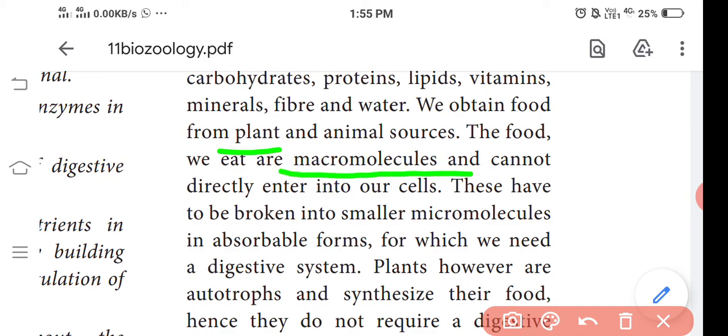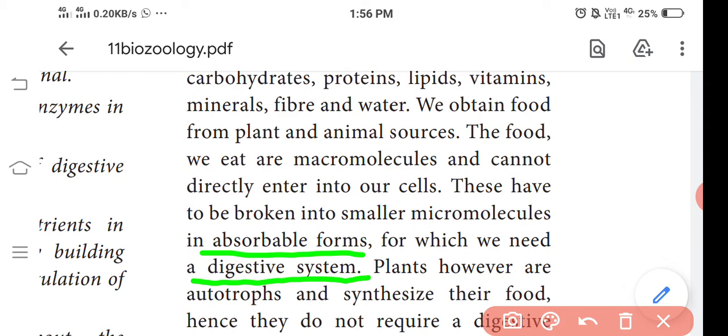The food which we eat consists of macromolecules, which do not directly enter the cell. They have to be broken into micromolecules. As you know, macromolecules are converted into micromolecules. The name itself indicates it: macro means bigger molecules, micro means smaller molecules. These micromolecules are the absorbable form of the food that we eat, for which we need the digestive system. The role of the digestive system is to convert macromolecules into micromolecules.